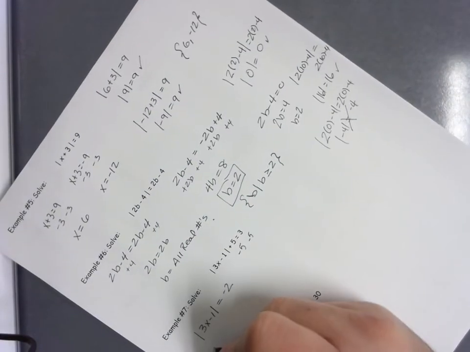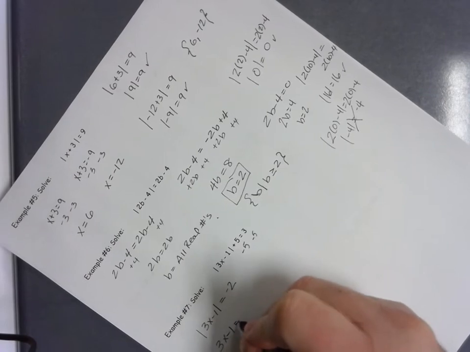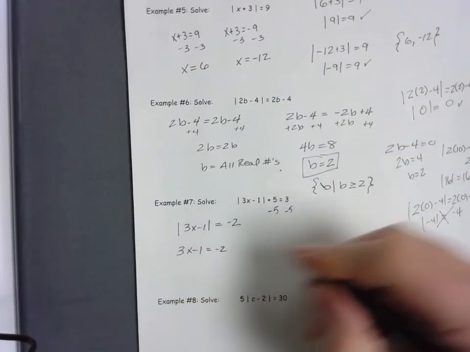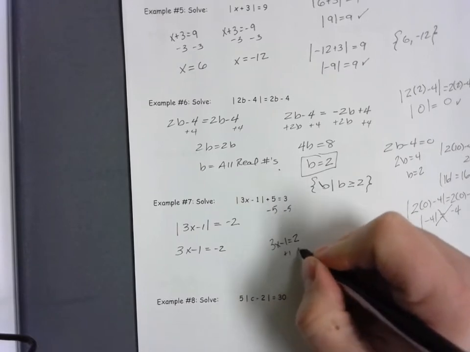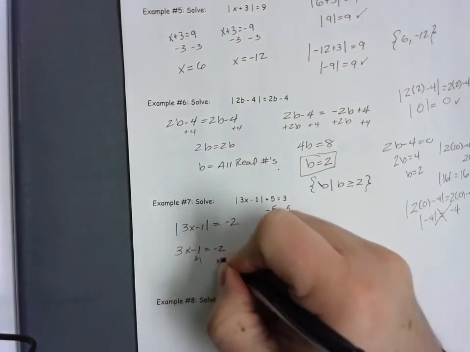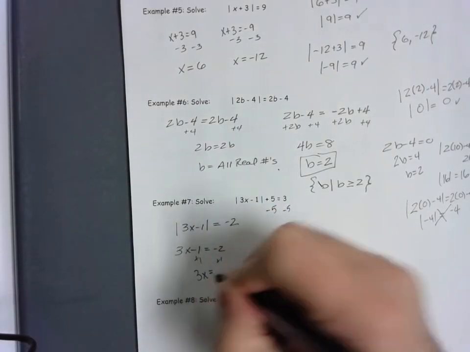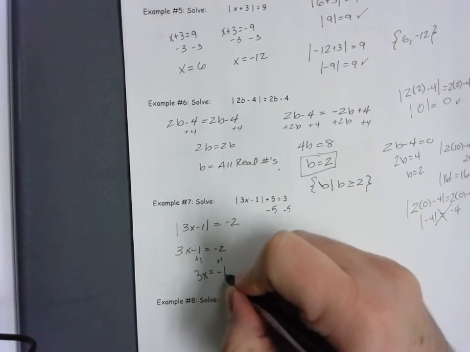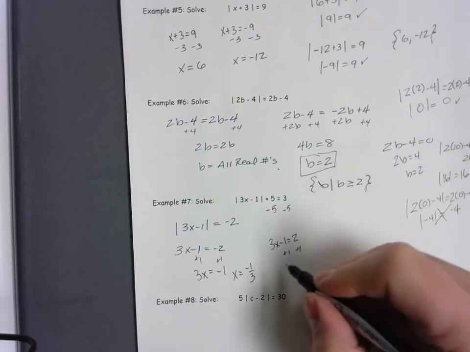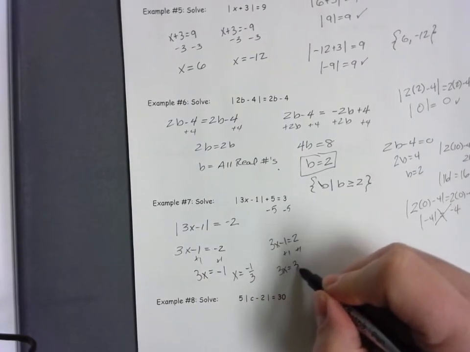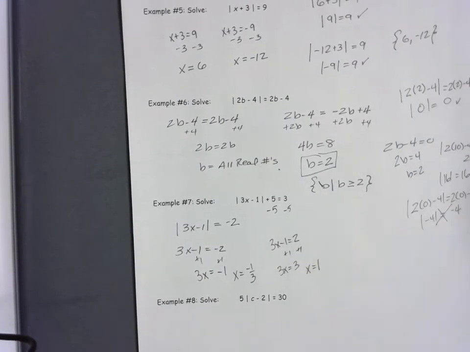So let's try it anyway. 3x minus 1 equals negative 2. And 3x minus 1 equals positive 2. Add 1, add 1. 3x equals negative 1, so x will equal negative 1/3. And here 3x equals 3, so x equals 1.